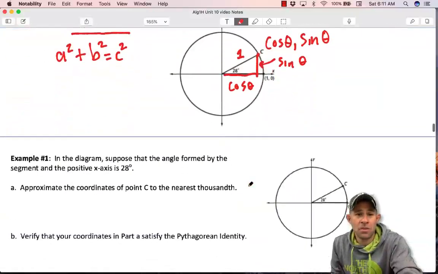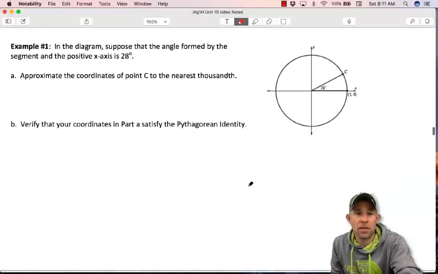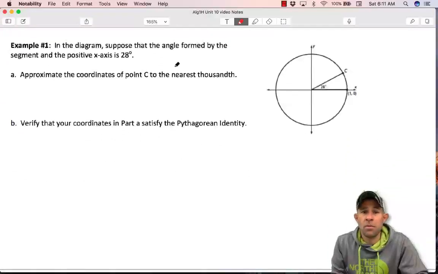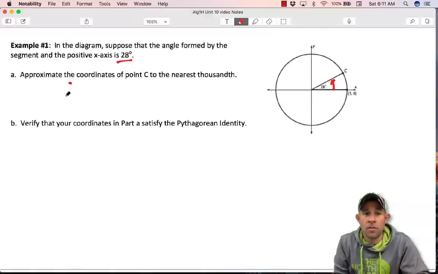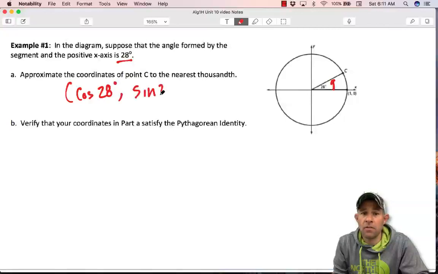All right, let's jump into some examples today using that same diagram. It says, suppose that the angle formed by the segment and the positive x-axis is 28 degrees. In other words, our little theta here is 28. We want to approximate the coordinates of point C to the nearest thousandths. So we're going to take the cosine of 28 degrees and let that be our x-coordinate, and the sine of 28 degrees, and that will be our y-coordinate.